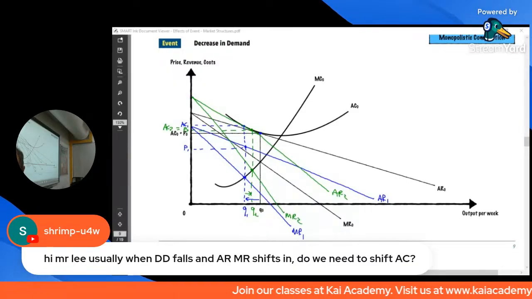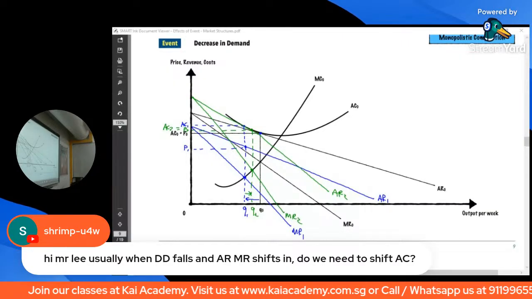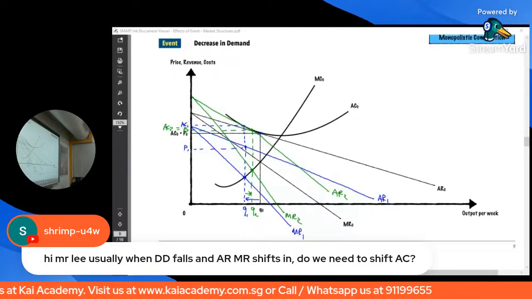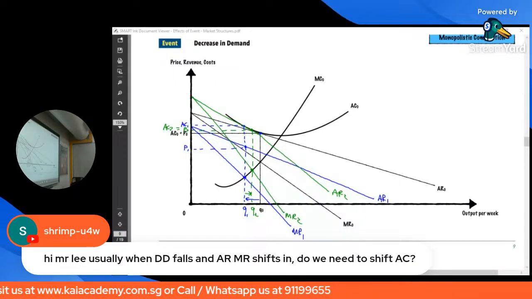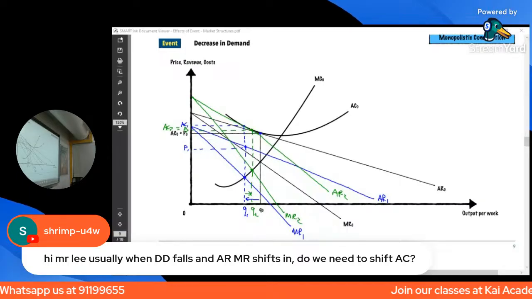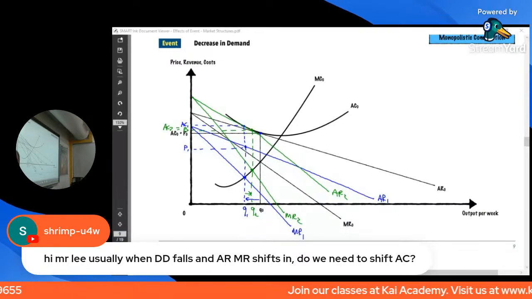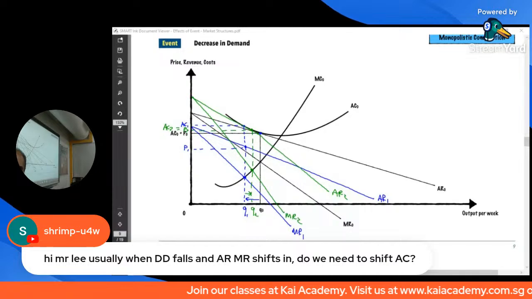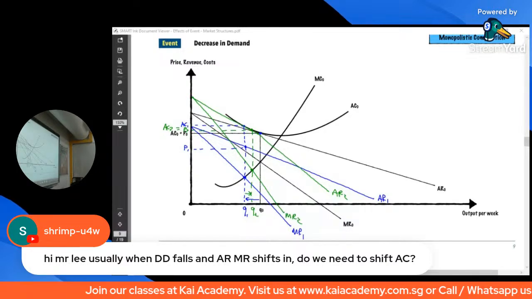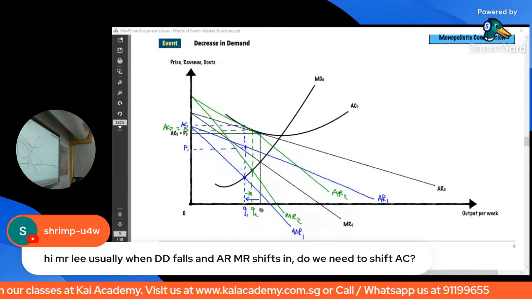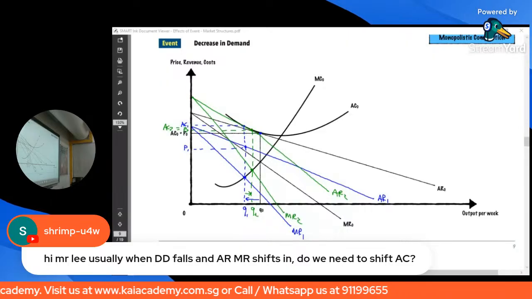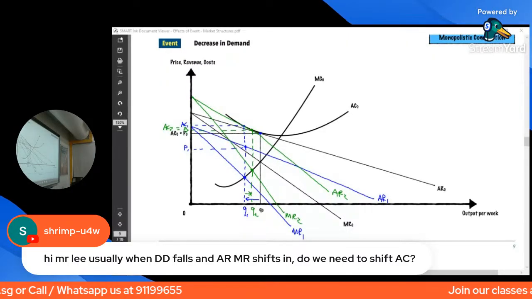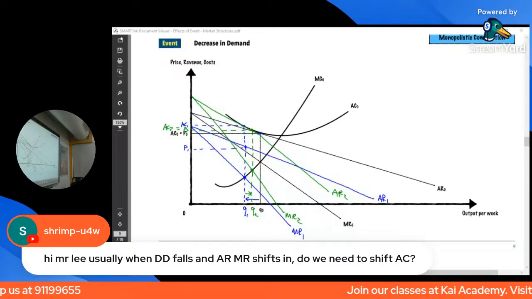Usually, when demand falls, AR/MR shift in. Do we need to shift MC? No, you don't ever shift the MC if the event is a demand shift. If it's a demand shift, it's just AR/MR shifting. The adjustment to the long run is exit of firms or entry of firms. It is still AR/MR that is shifting, not AC. AC, MC don't move for this kind of event. Okay, I hope that answers your question, Shrim. If my answer doesn't address what you're asking, please follow up.